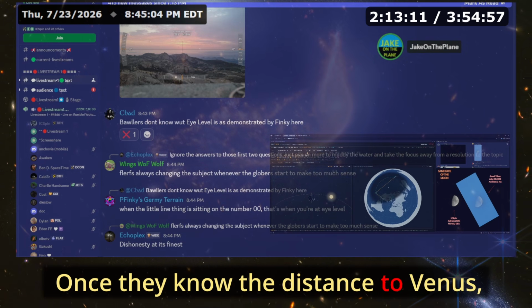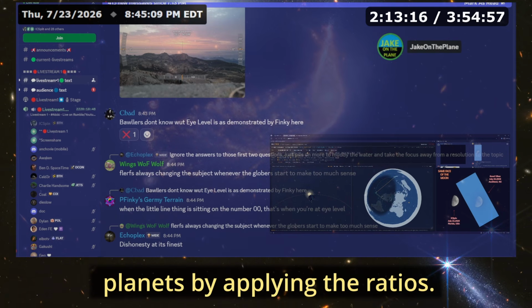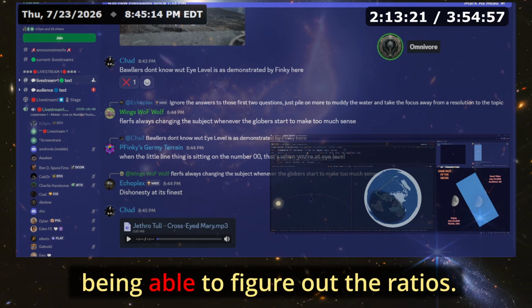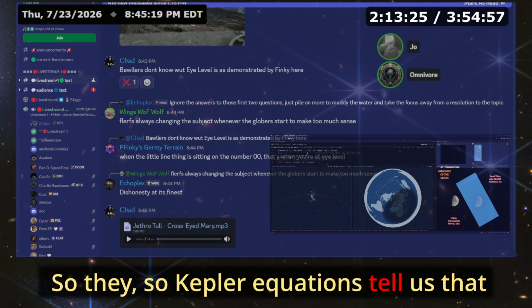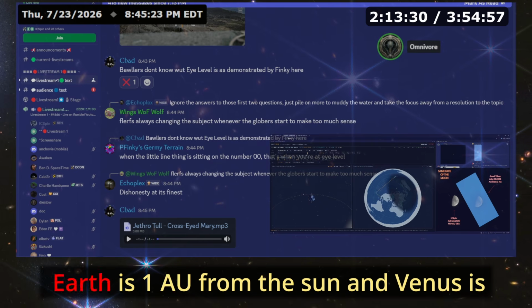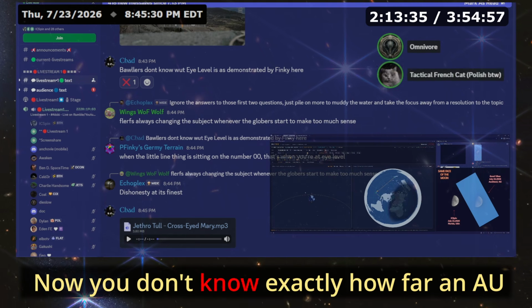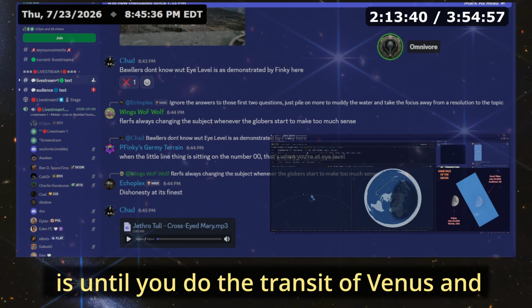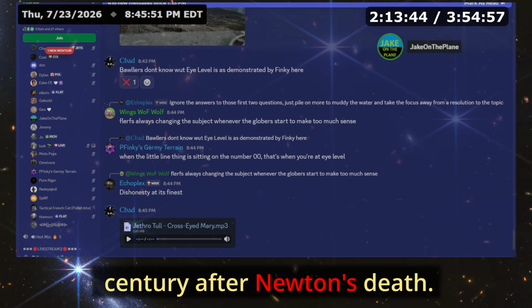Once they know the distance to Venus, they can apply Keplerian equations to figure out all the other planets by applying the ratios. They'd done that before, actually, Kepler being able to figure out the ratios. So Kepler's equations tell us that Venus is about 0.7 AU from the sun, and Earth is 1 AU from the sun. Now you don't know exactly how far an AU is until you do the transit of Venus, and then you figure it out. This was done about half a century after Newton's death.